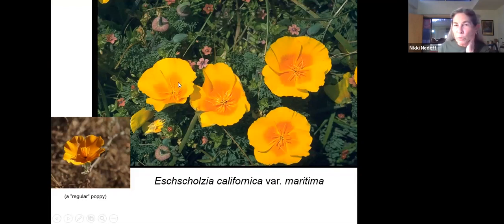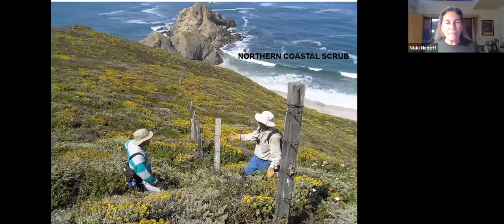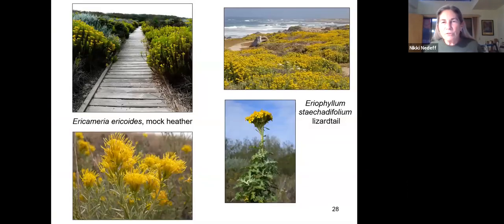It has a much more orange center in the petals, as opposed to these more pale outer portions of the petals compared to a regular poppy. And this coastal variety, variety maritima, here again, this adjective is telling you a story about where it lives, a maritime version. So there's dune habitats, there's these coastal scrub habitats that we talked about, coastal scrub habitats that are dominated by shrubs of all different sorts.